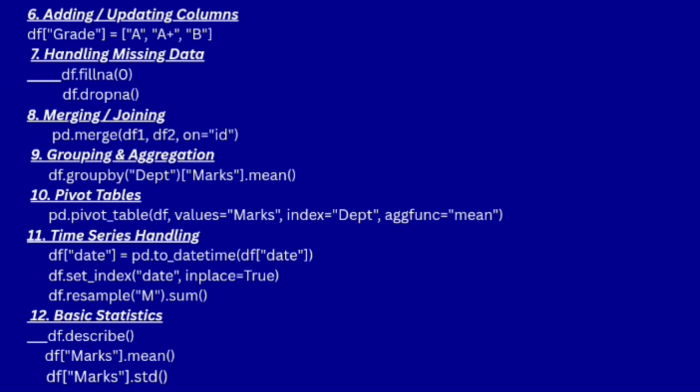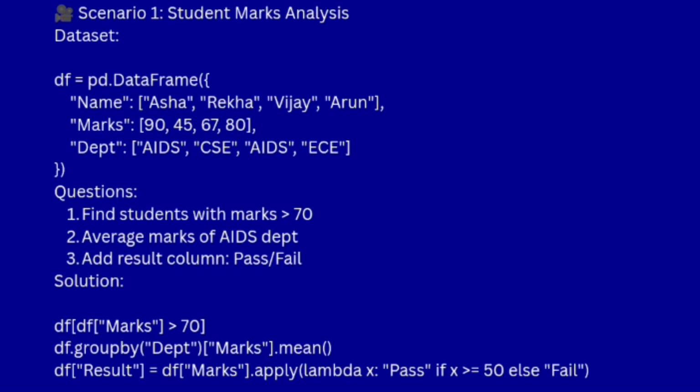That is, if there is missing data, we can find the mean and we can update it in the data sets. Next, merging or joining. We can merge two or more data sets into a single data set. Grouping and aggregation. We can give a condition and we can group according to that. Pivot table. We can create a pivot and set some conditions and get the aggregate mark, like that. For time series handling, we can insert the date and time for a particular data.